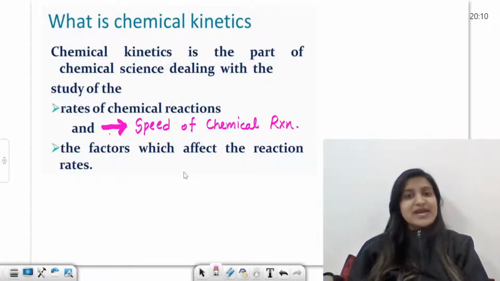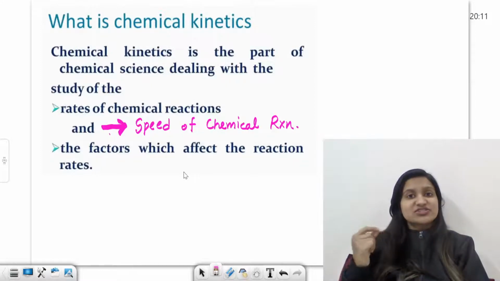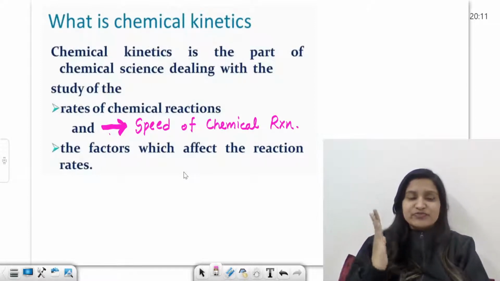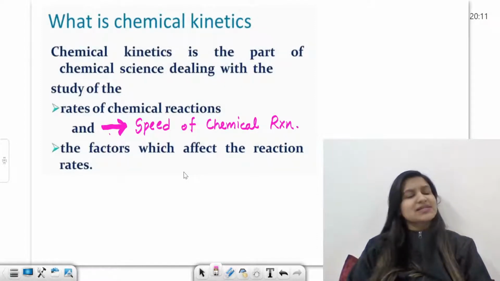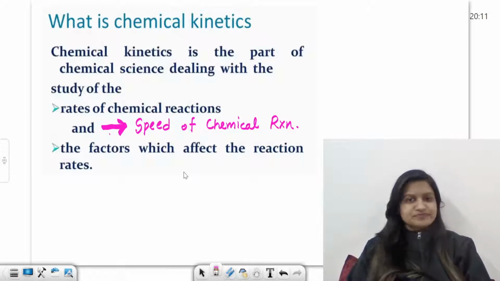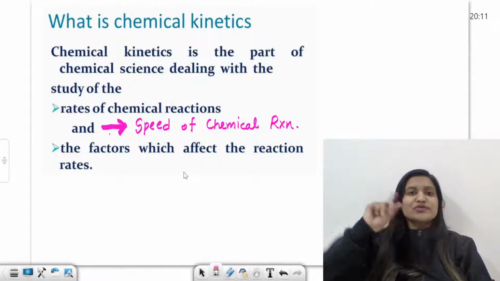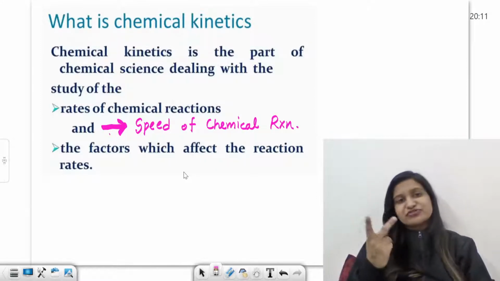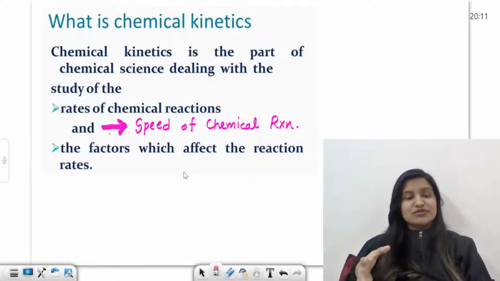Now, where are we using it? In our industries, basically we are using it. How? Suppose you want to set up a factory in which you want to produce a chemical compound, say ammonia. Now you know what are the things you need: nitrogen gas and hydrogen gas. That's the process that you can get ammonia.